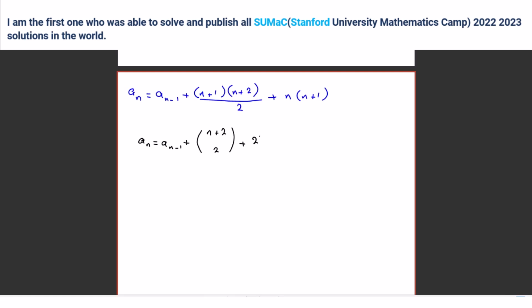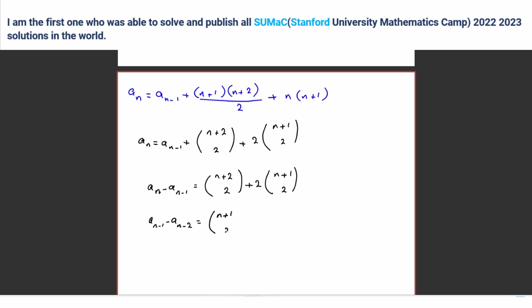2 times n plus 1 choose 2. Exactly. And do you agree we know a_(n-1) is equal to n plus 2 choose 2 plus 2 times n plus 1 choose 2, right? Yeah. If we write a_(n-1) minus a_(n-2), it would be what? n plus 1 choose 2 plus 2 times n choose 2.